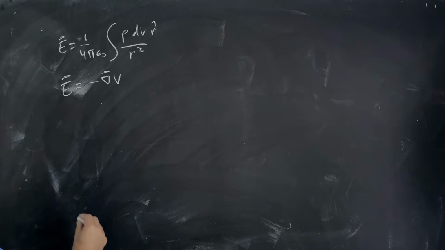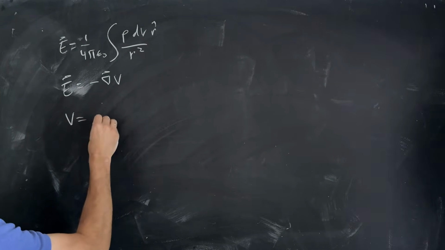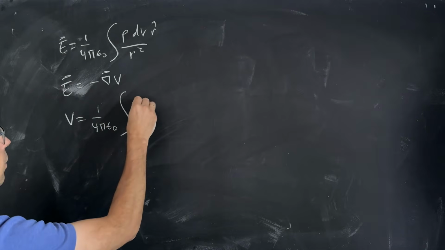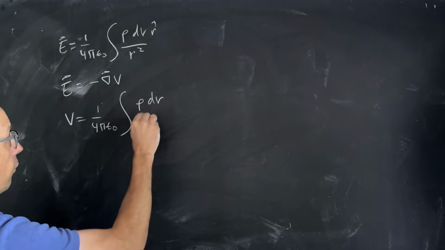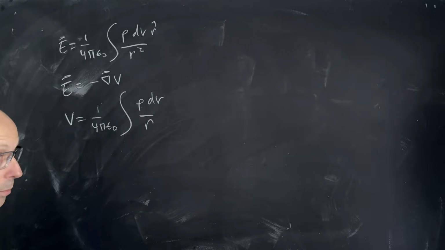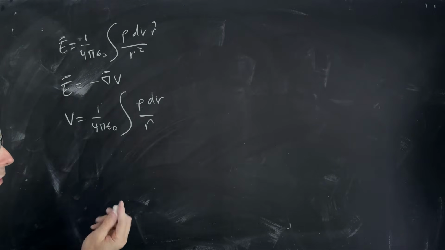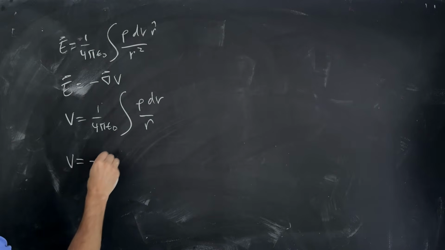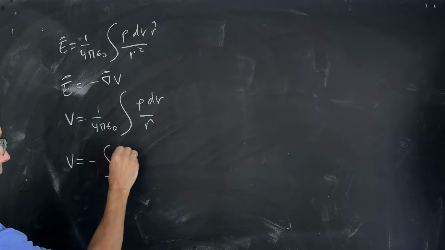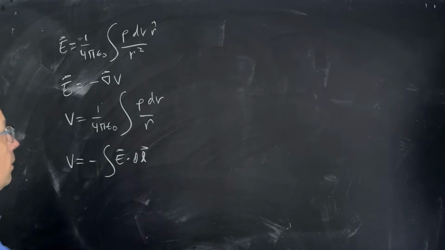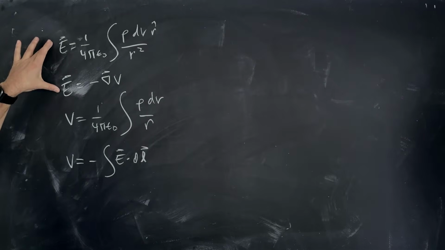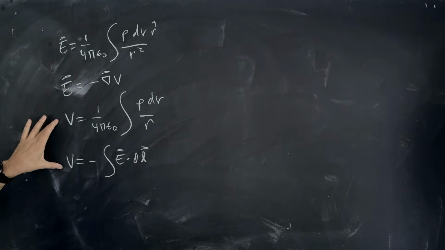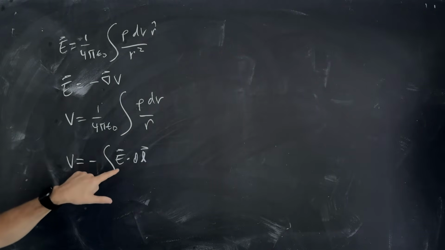Okay, what's the equation for the potential? Well, V is 1 over 4 pi epsilon naught, the integral of rho dv over r. That's if I know the charge distribution. But what if I know the electric field? Well, then V is going to be equal to negative the integral of E dot dl. So I have 2 equations to find the electric field, one using charge density, one using the potential. 2 equations to find the potential, one using charge density, one using electric field.